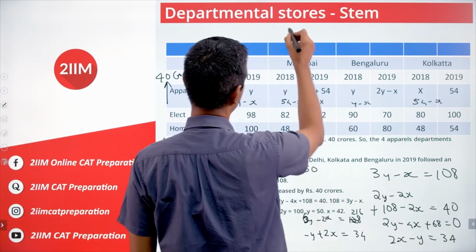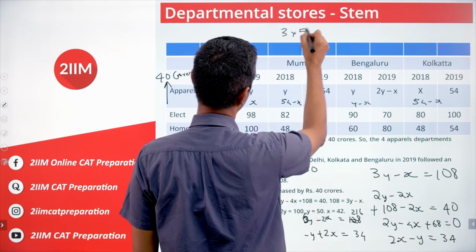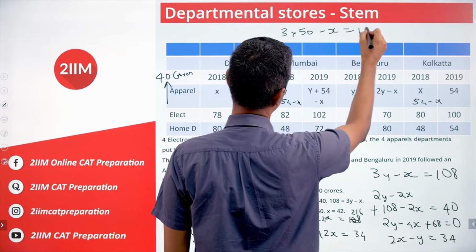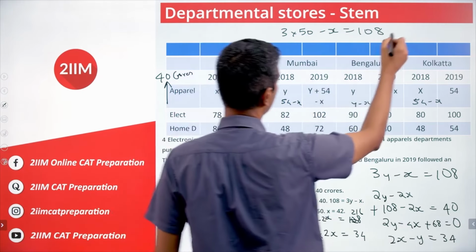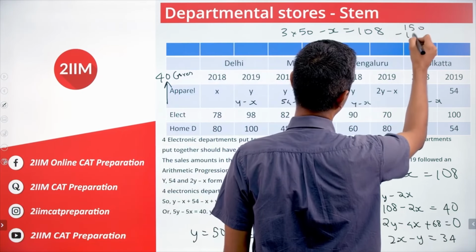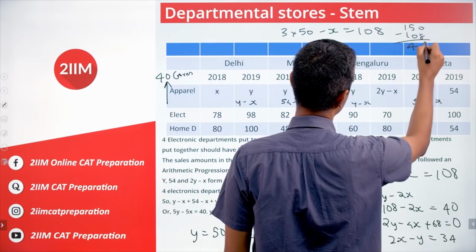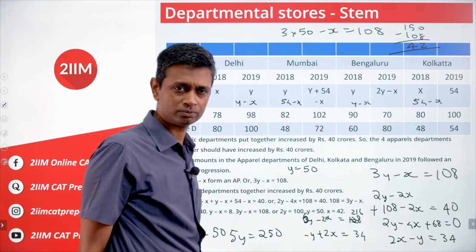3y minus x is 108. 3 into 50 minus x is 108. 3 into 50 is 150. X is 150 minus 108, which is 42. X is 42. Brilliant.